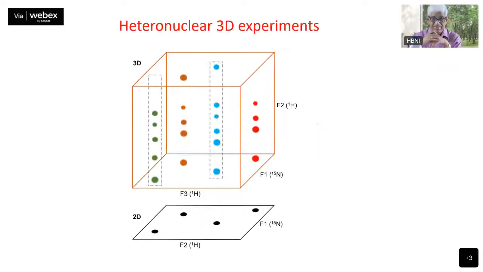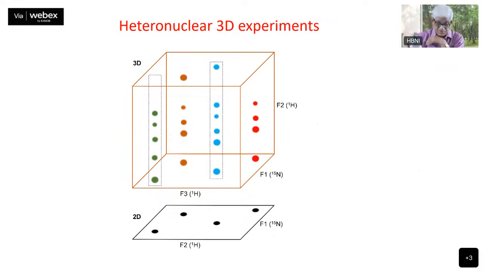And that is why the heteronuclear experiments have become very popular. So in heteronuclear experiments, you have one axis with the X nucleus, and along the other 2 axes, you may have the proton, or you can also have another nucleus over there.